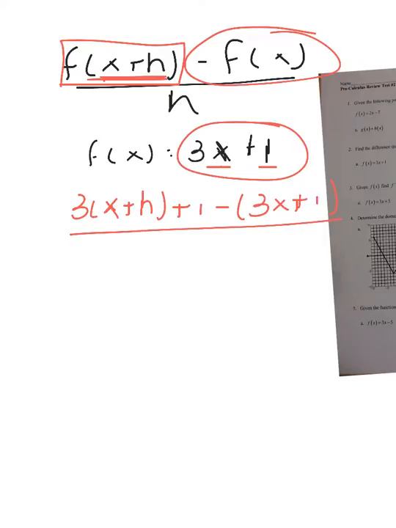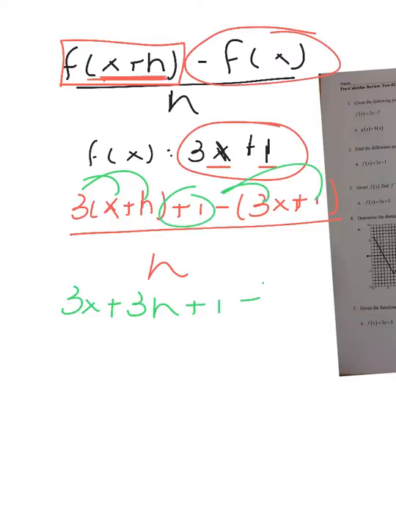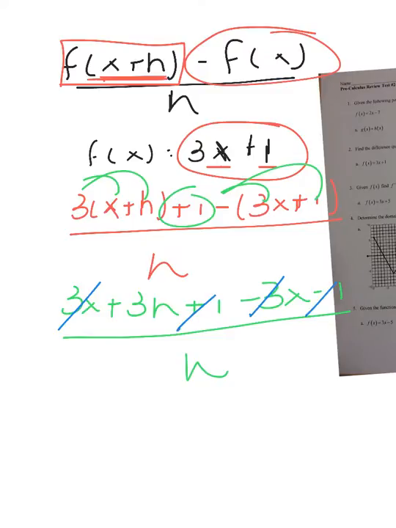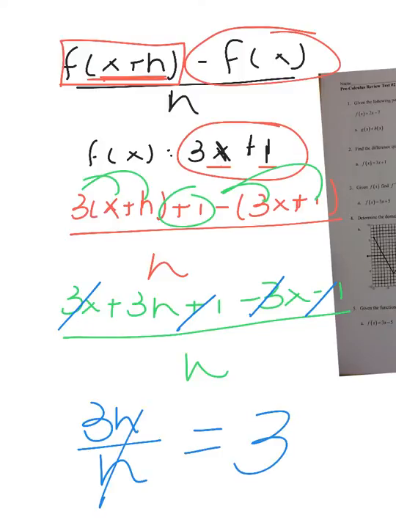Over h. All right, so now I'm going to distribute the 3. I get 3x plus 3h plus 1. Distribute the negative, minus 3x minus 1 over h. So 3x and minus 3x cancel. 1 minus 1 cancel, so I'm left with 3h over h, which is equal to, the h is reduced to 1, so I'm left with just 3. All right, so let's take a look at the next one.